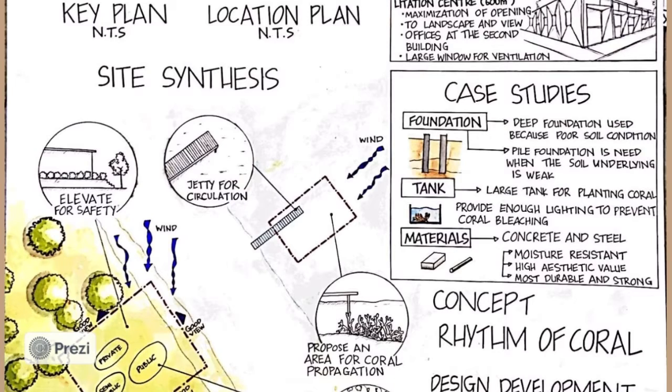Next is my site synthesis. As you can see, I am from site B, which we have two sites. So from the analysis, I can synthesize this area to make sure it is integrated with my design. The first one is elevate for safety reason for the user. The second one, it is decided to build jetty at the small site for circulation purpose and to propose an area for coral propagation in the sea.